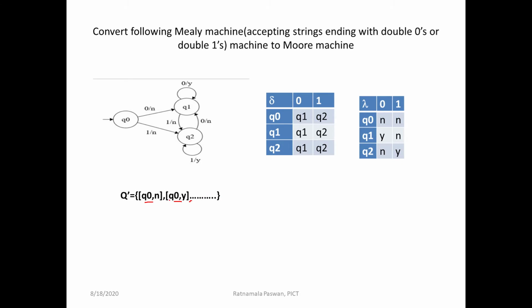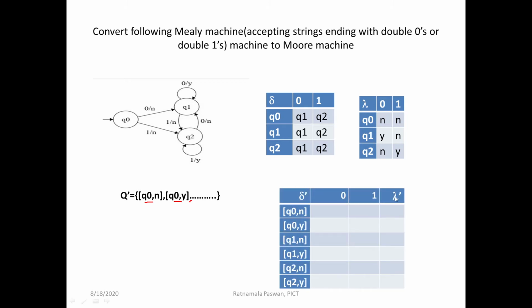So I have just added two states, and you understand that for every state we have to use the output symbols. Now how do we find the delta dash and lambda dash? Finding the machine function is very simple. These are the states. I already told you every state has an output symbol. As you can see here, Q0N, Q0Y, Q1N, Q1Y, Q2N, Q2Y. So every state is split according to the output symbols N and Y.